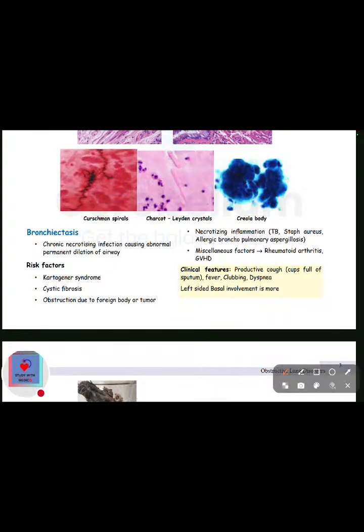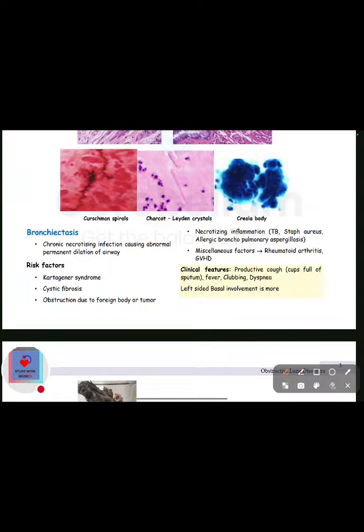Now let's move on to bronchiectasis. Bronchiectasis is very important. It is a chronic necrotizing infection causing abnormal permanent dilation of the airways.